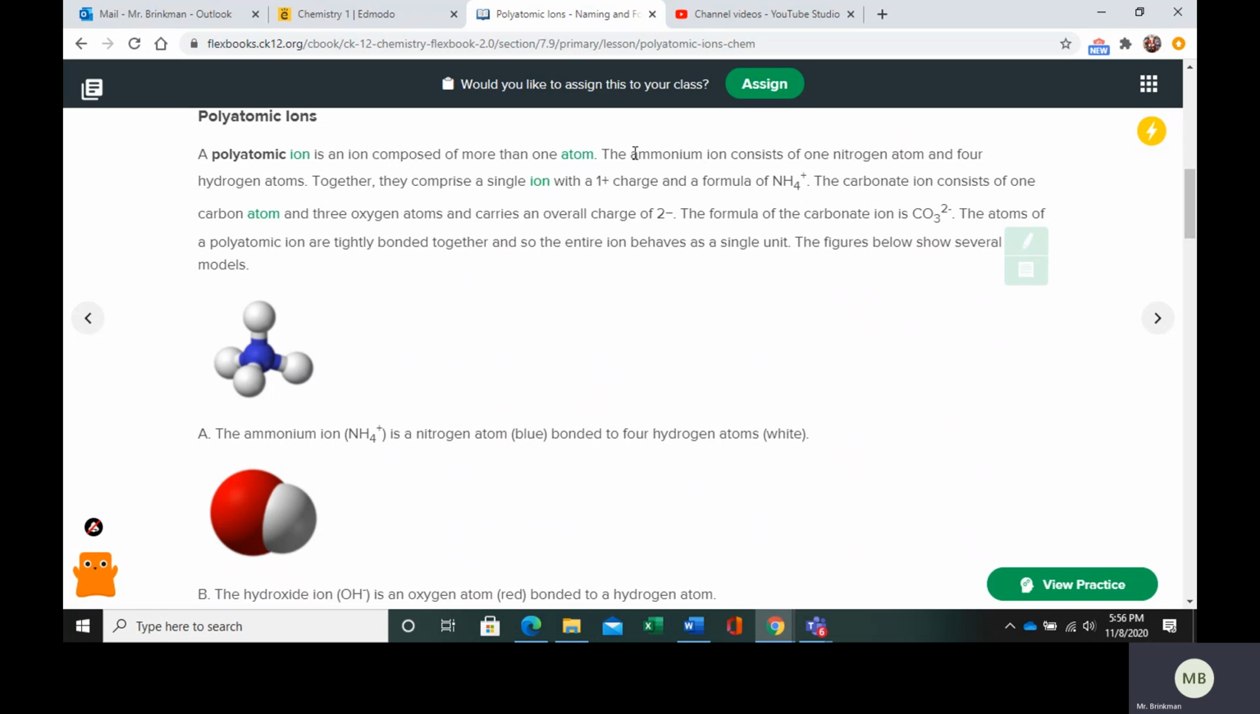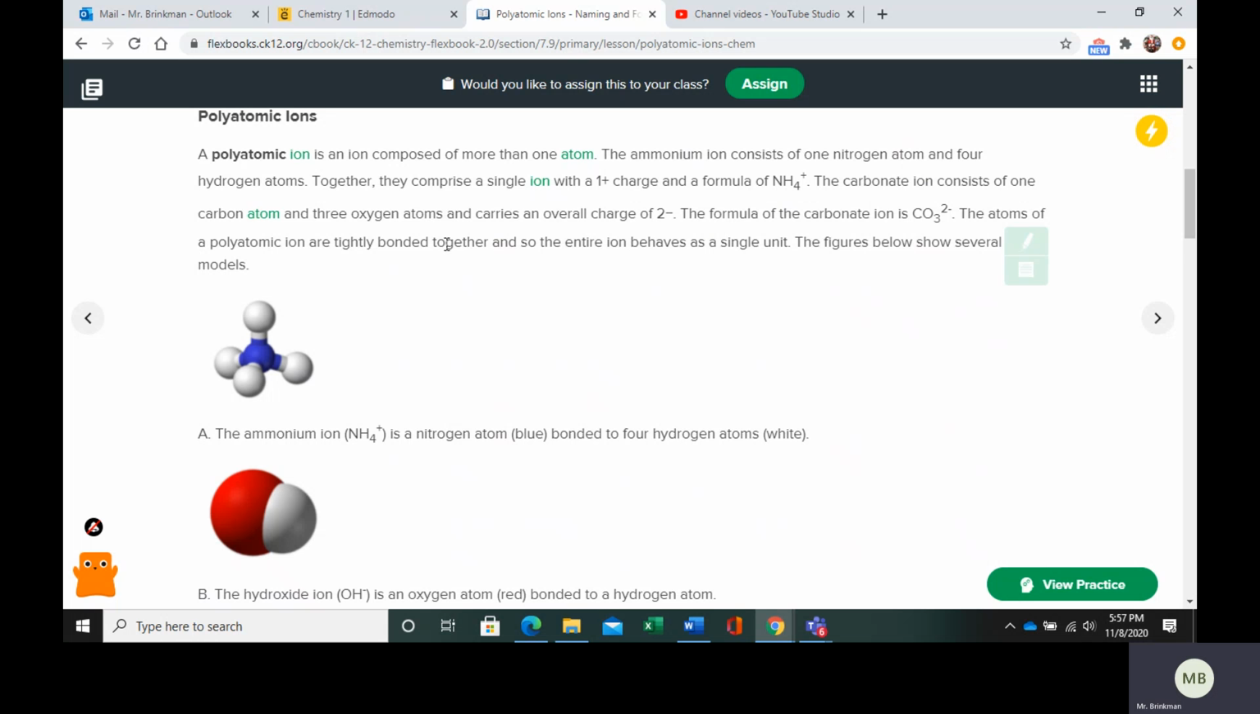So a few examples: the ammonium ion has 1 nitrogen, 4 hydrogens, and it makes this ion with the +1 charge. The carbonate ion has 1 carbon, 3 oxygens, and has the -2 charge. Okay, so it looks like this.